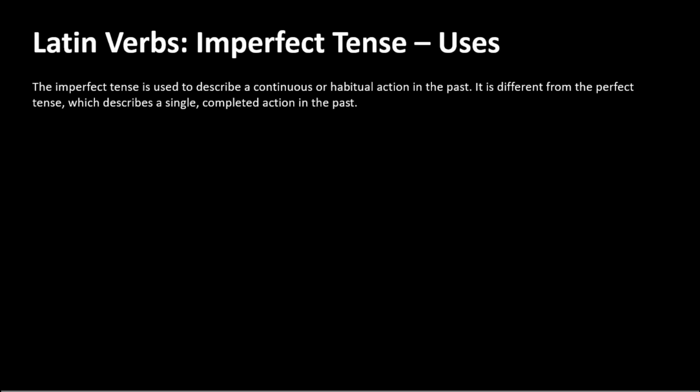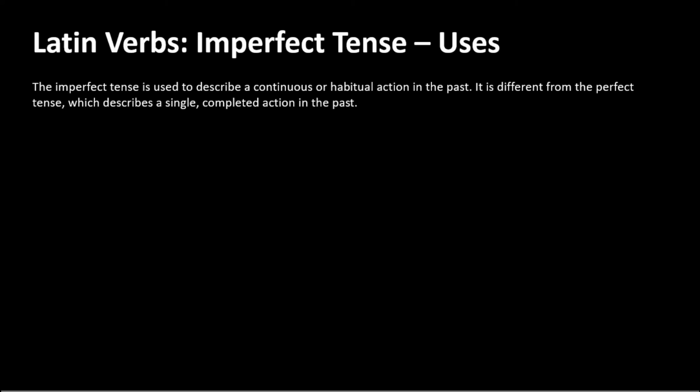You will see that its most distinctive part is the BA between the connecting vowel and the personal ending. It is very regular, it is very easy to spot. Let us now look at some of the uses. The imperfect tense is used to describe a continuous or an habitual action in the past.